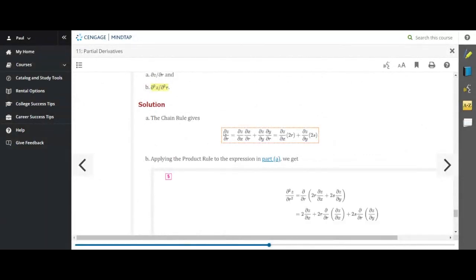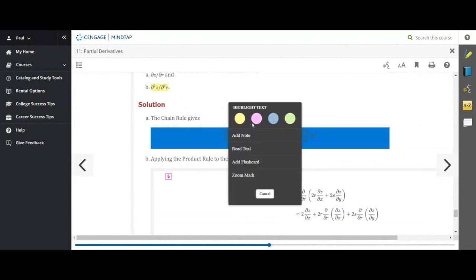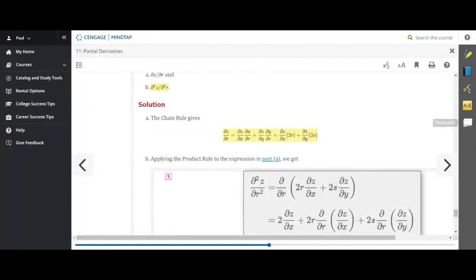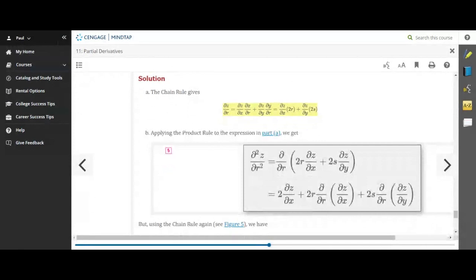Let me just highlight this, and let me make that bigger. I feel that this could come up later in your life, and you should have an idea of how to handle a second partial derivative using the chain rule. So the formula highlighted in yellow, we differentiate that partial derivative with respect to r, and we get the second partial derivative of z with respect to r.